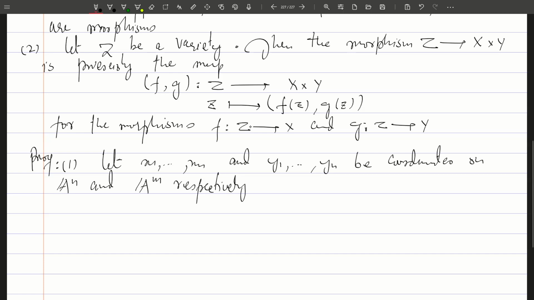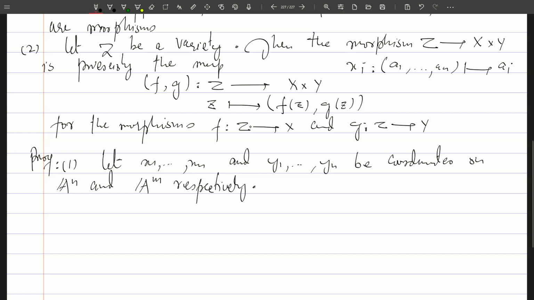So actually they are the coordinate functions. I mean the coordinate function xi takes a point in the affine n-space, let us take the point a1 up to an, to ai, where ai is the ith coordinate of this n-tuple. So they are the coordinate functions on An and Am respectively.